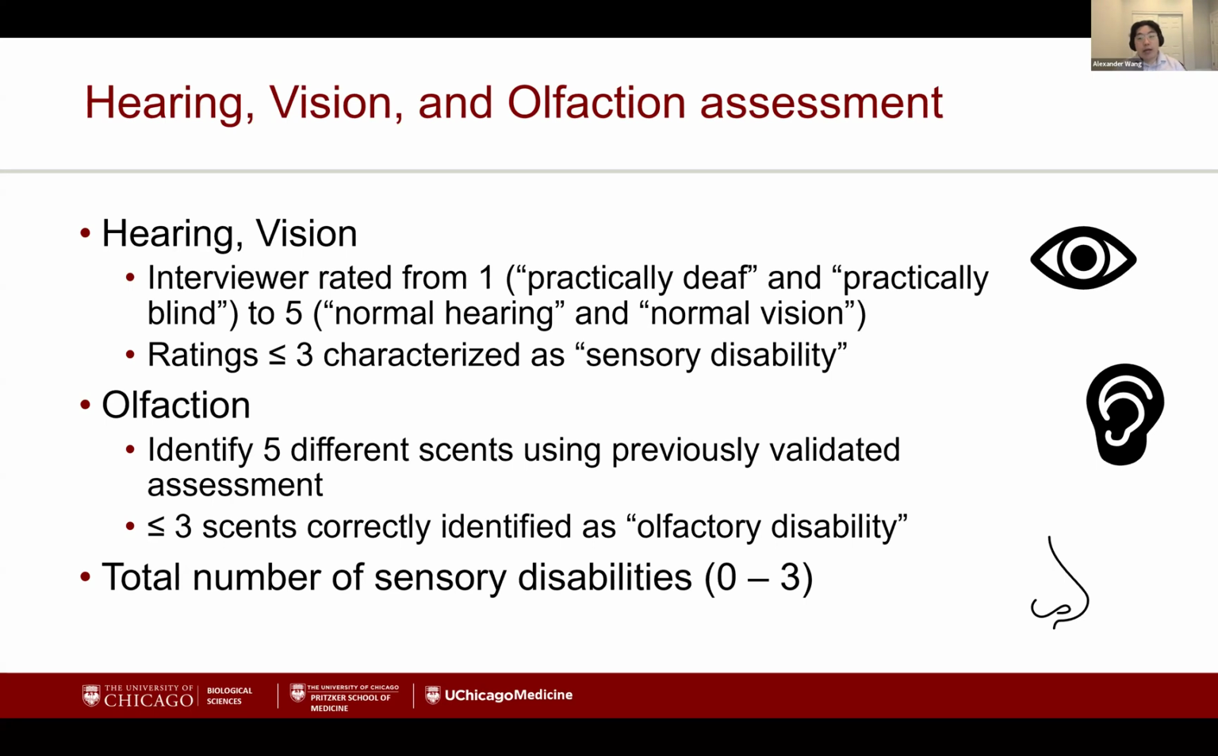For olfaction, NSHAP collected information using a previously validated assessment. I think it's called like SNF 22. Participants are basically asked to identify 5 distinct scents using felt tipped markers, and participants that are able to identify 3 or less scents are characterized as having an olfactory disability. And in addition to tabulating these three types of disability, we also tabulated the number of disabilities that each participant had.